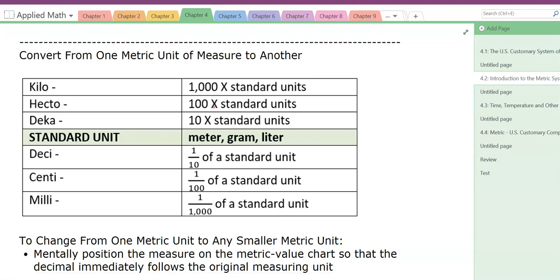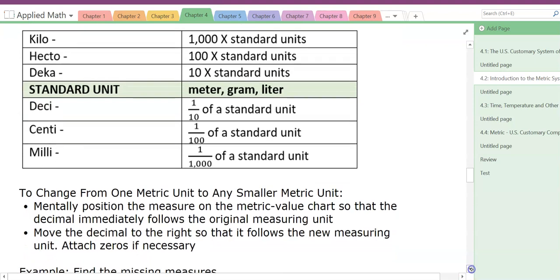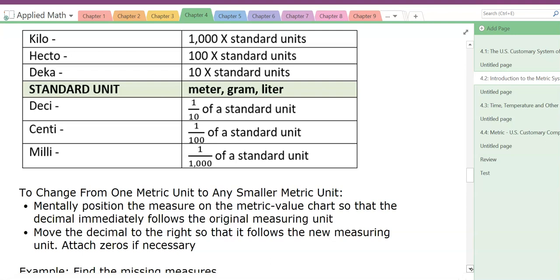What you can do to help you do these kinds of conversions is, if I was looking at this chart, mentally think to yourself, where would this measurement be on the chart? Like, am I starting with a kilogram and trying to get to a centigram? Or am I starting at a meter and trying to get to a millimeter? Which way am I trying to go? Move the decimal either to the right or to the left, depending on which way you're going. So if you're going from a metric unit to a smaller metric unit, you're going to move it to the right. If you're going from a smaller unit to a bigger unit, you're going to move it to the left. And that comes down a little bit later.